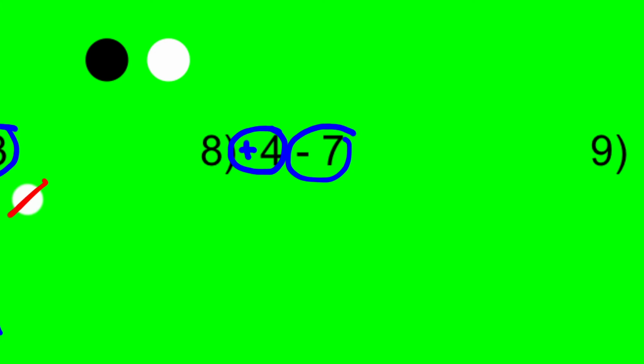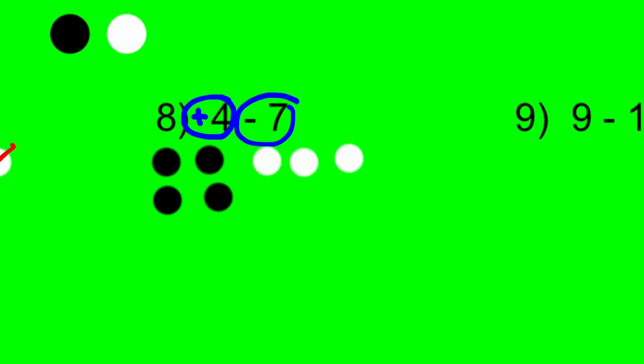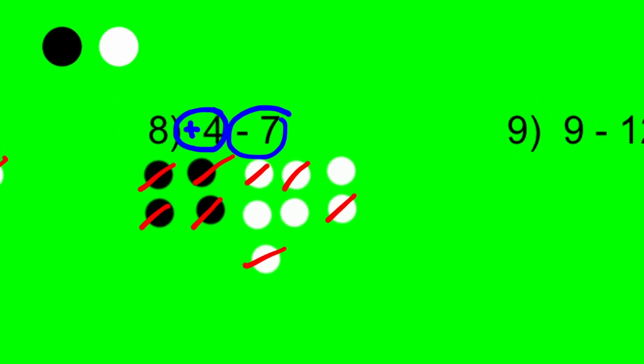So if we were to model this out, 4 positives and 7 negatives. 1, 2, 3, 4, 5, 6, 7. And then look for my 0 pairs. And I count 4 of them, right? Here, here, here, here. It doesn't really matter which ones I cross out. I could cancel out this one and this one. They make a 0 pair. And this one and this one. And I'm left with 3 negatives. 3 unshaded circles.